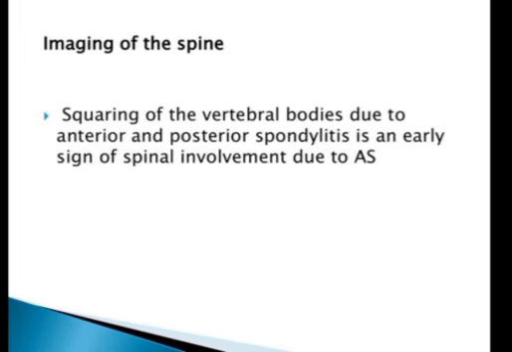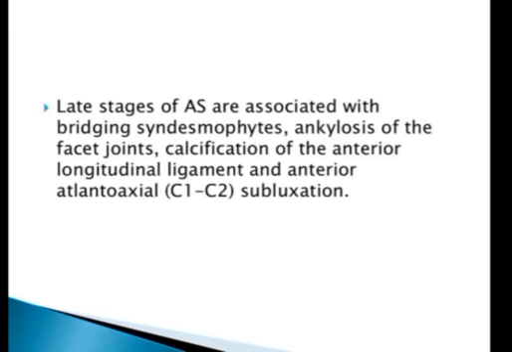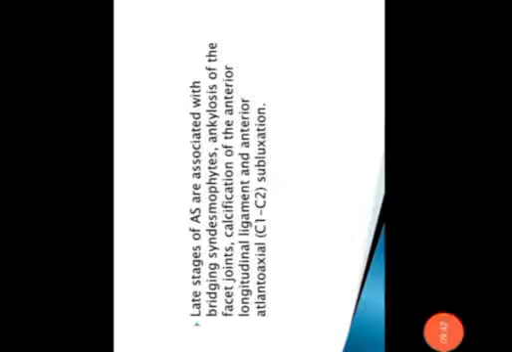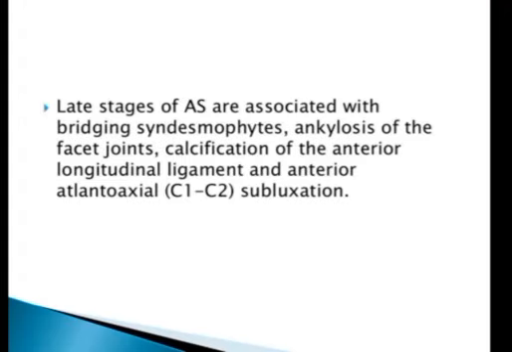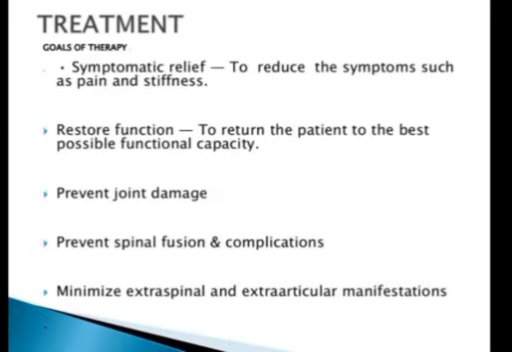Imaging of the spine: squaring of the vertebral bodies due to anterior and posterior spondylitis is an early sign of spinal involvement due to ankylosing spondylitis. This is an image. Late stages of ankylosing spondylitis are associated with bridging syndesmophytes, ankylosis of the facet joints, calcification of the anterior longitudinal ligament, and anterior atlantoaxial C1 to C2 subluxation. This is an image.